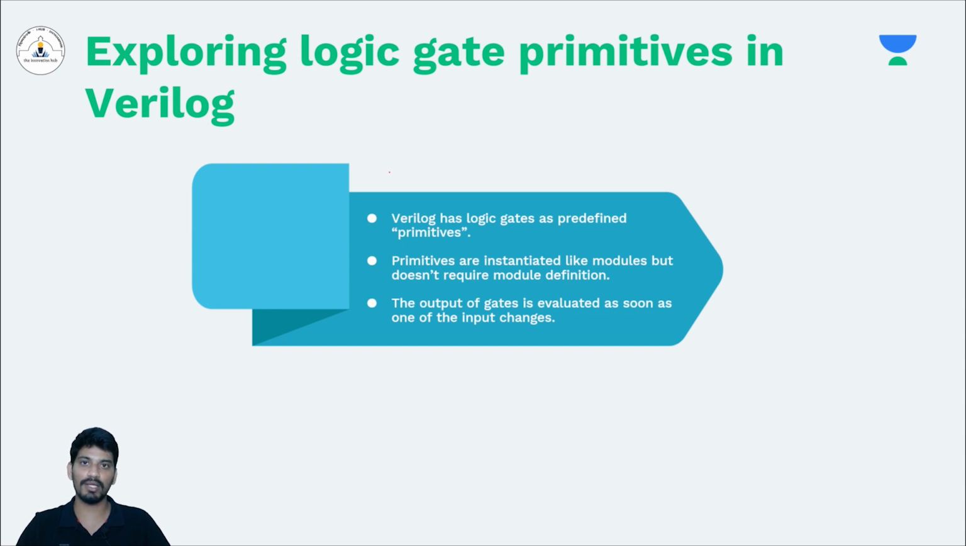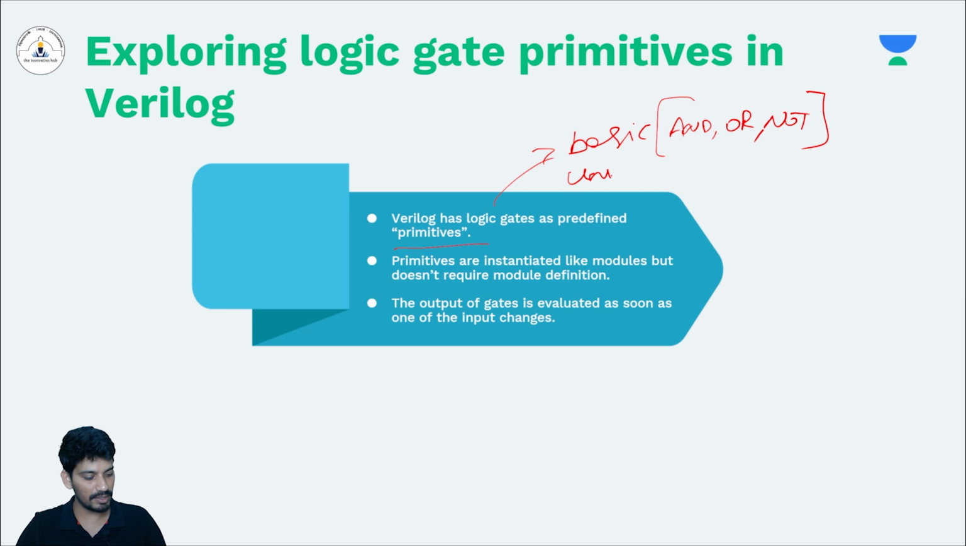So in gate level modeling, Verilog has logic gates defined as primitives. There are different logic gates, all the basic gates. What are basic gates? Like AND gate, OR gate, NOT gate. These are called basic gates. And universal gates like NAND gate and NOR gate. These are called universal gates. And some XOR gates and XNOR gates. All these gates are available in Verilog.